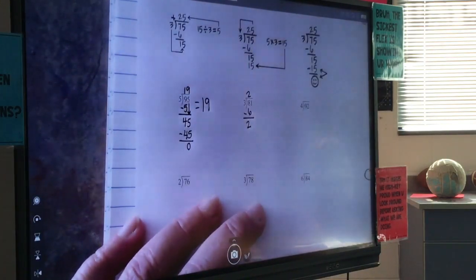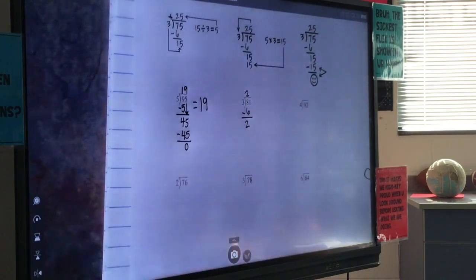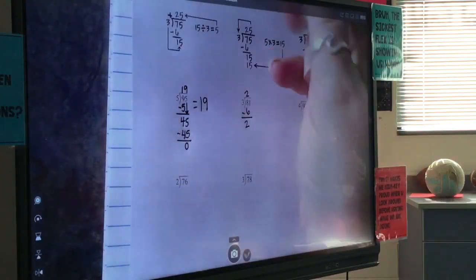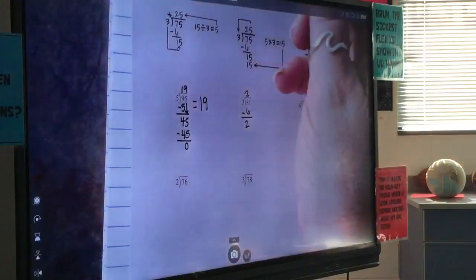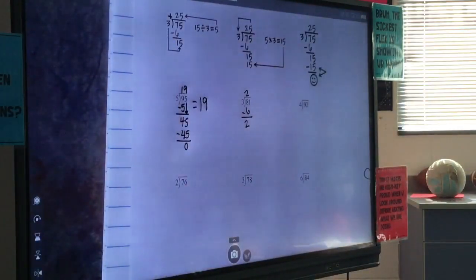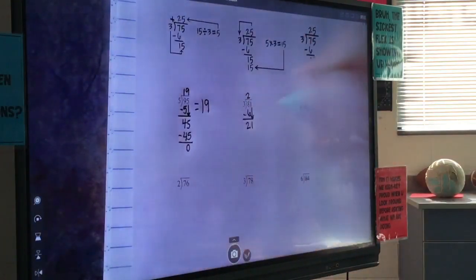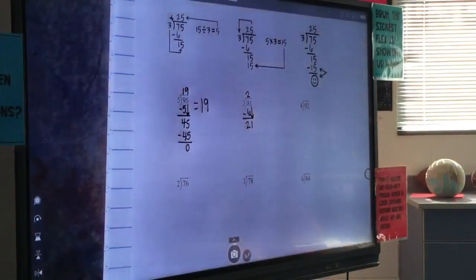Raise your hand, tell me what is the next step. No, what is my next step? What is my next step, guys? So I've done division, I've done multiplication, I've done subtraction. What's the next step? Bring down my next number. All right? How do I know? Am I done or am I repeating? Keep going. I'm going to keep going. Why? Raise your hand. Why am I going to keep going?